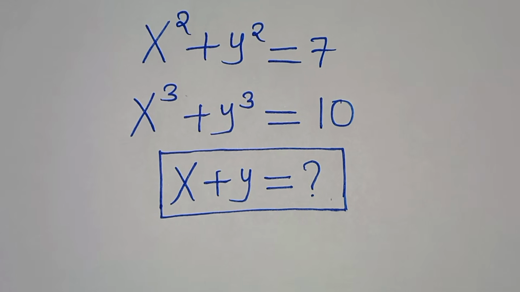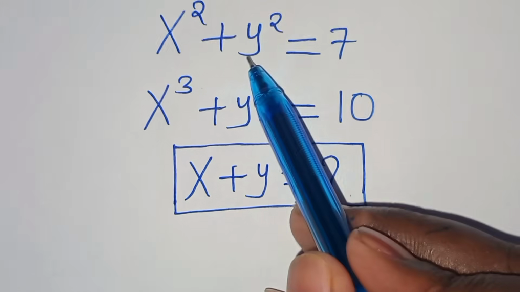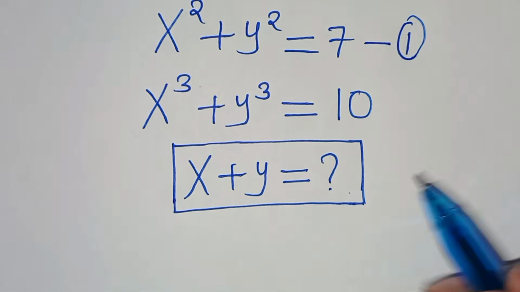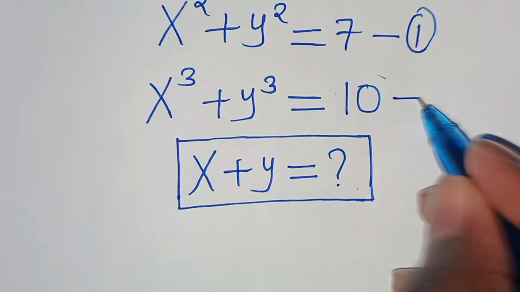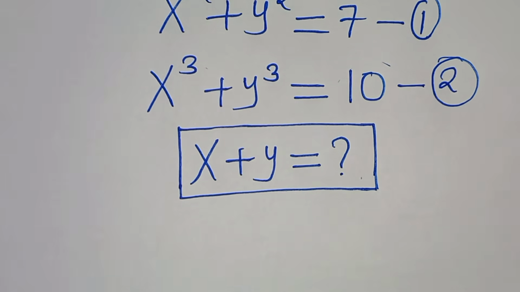Hello everyone, you're welcome to solve this nice algebra problem. x squared plus y squared is equal to 7. Let's call this equation 1. And x to the power of 3 plus y to the power of 3 is equal to 10. Let's call this equation 2. The question is, what is x plus y?